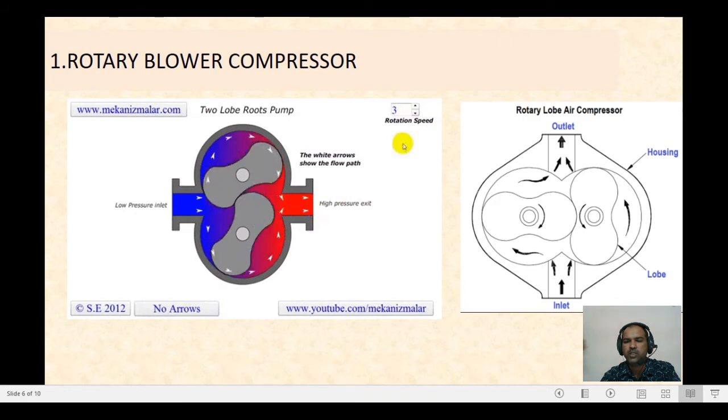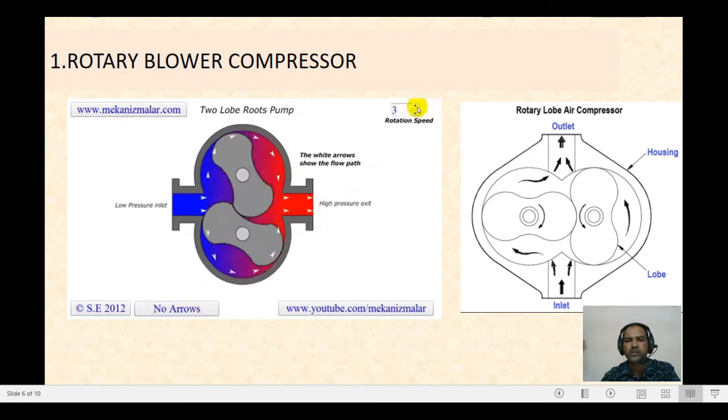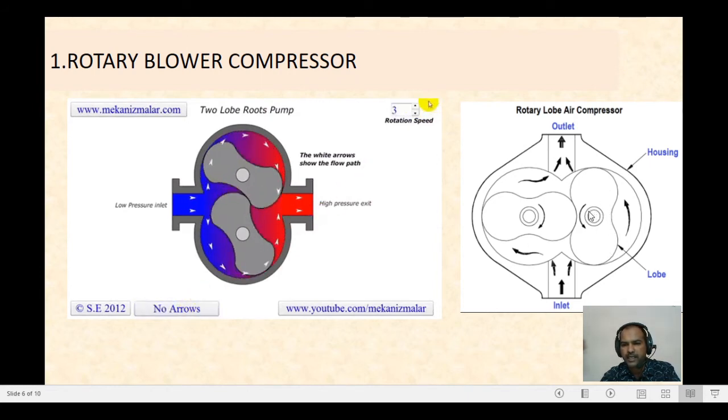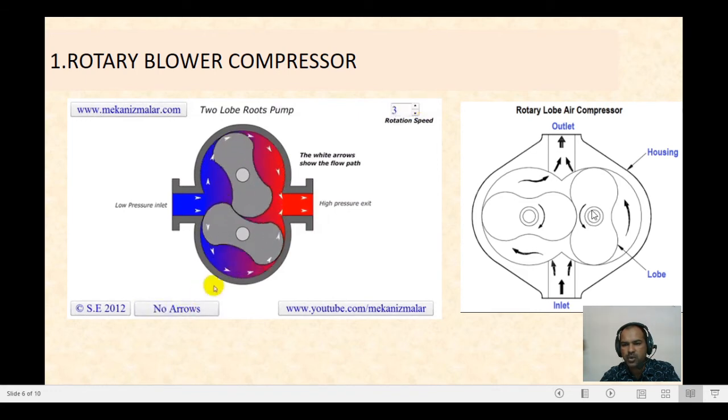It may be a 2 lobe, 3 lobe, or 4 lobe, depending upon the application. So we use different types of lobes. Here I have used the 2 lobe air compressor. These are the 2 lobes, and here we are using the rotors. This is nothing but a shaft or rotor, which is connected to the motor.